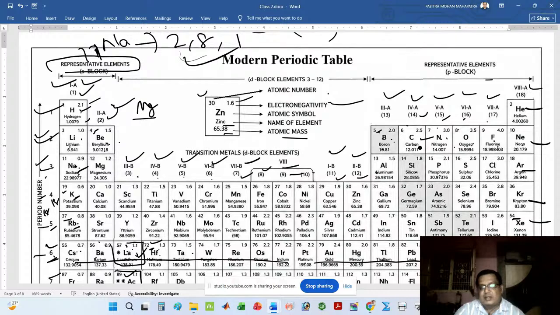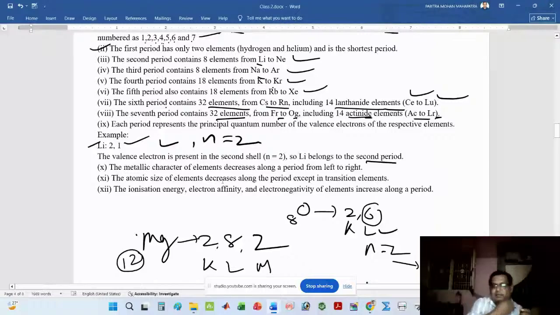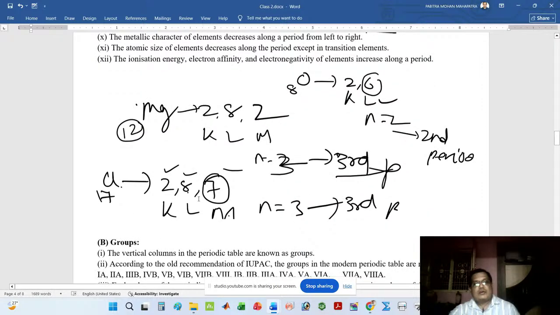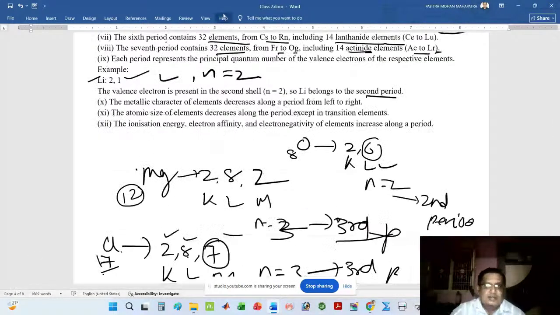From left to right, the metallic character decreases. We will see the next point. The atoms along the period, except the transition elements, similarly, when you move from left to right, the atomic size decreases. I will clearly explain what atomic size, ionization energy and electron affinity are in the upcoming class. For this class, you only remember the words slightly. Atomic size decreases along the period from left to right.